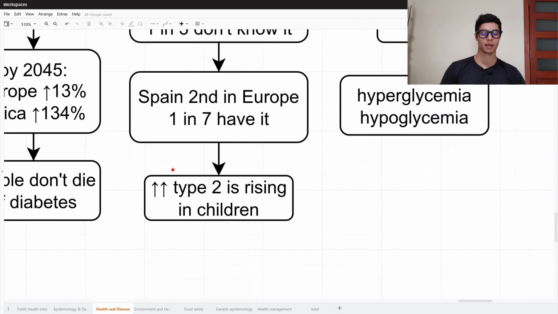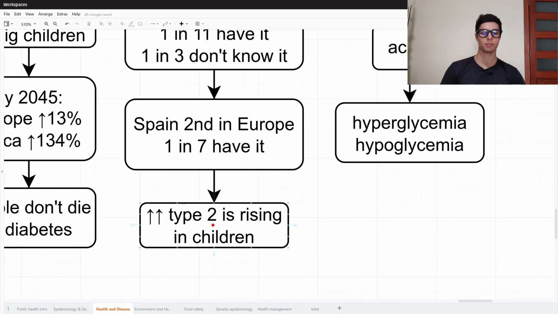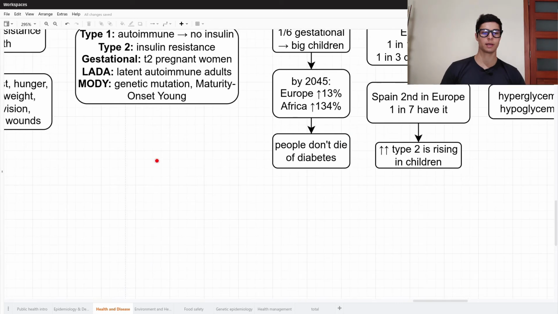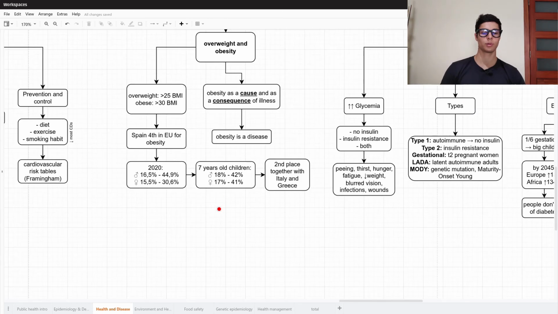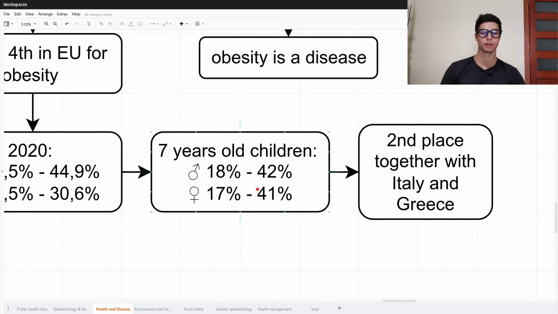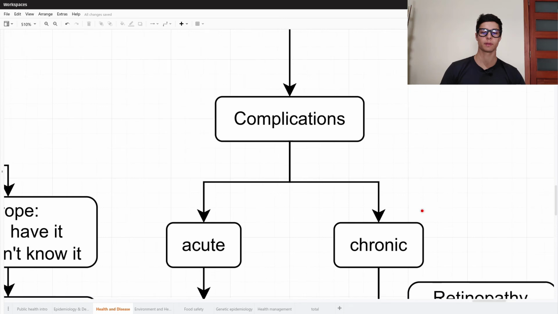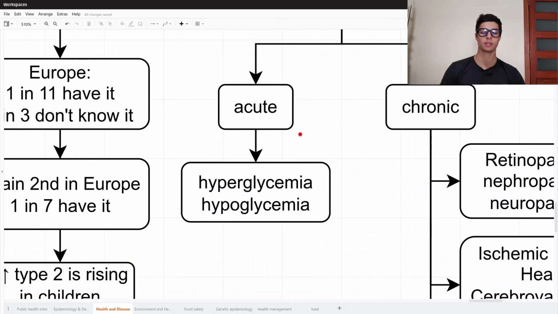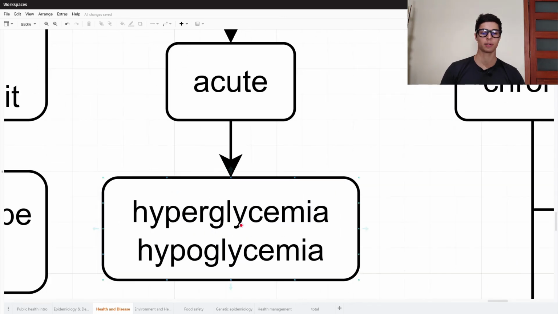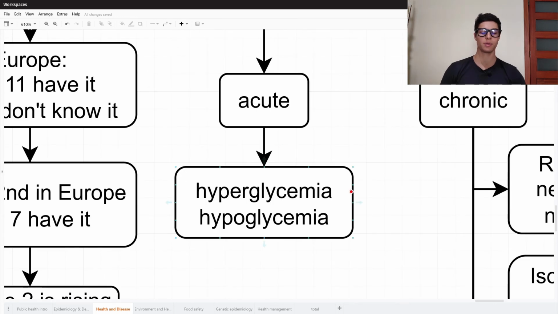Here's a sad thing, which is type 2 diabetes is rising in children. And I guess this is correlated with what we were talking about here in the obesity. And then we have diabetes complications. 2 types. Acute complications are like hyperglycemia or hypoglycemia. When you have hyperglycemia, you have to inject yourself insulin, and when you have hypoglycemia, you have to get some glucose from the food.